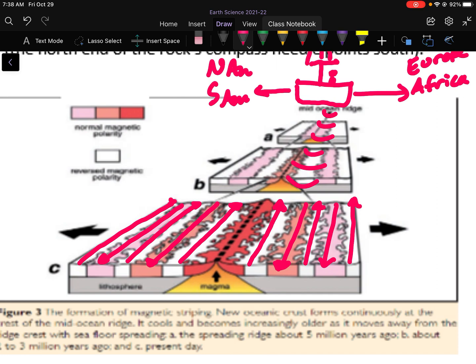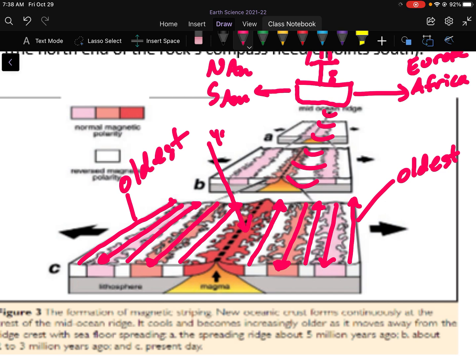Another thing that you can do in your boat is you can pull up rocks and take them back to your laboratory and get an estimate for how old those rocks are. And what they found was that the oldest rocks are towards the continents, and the youngest rocks are right in the middle of the ocean.